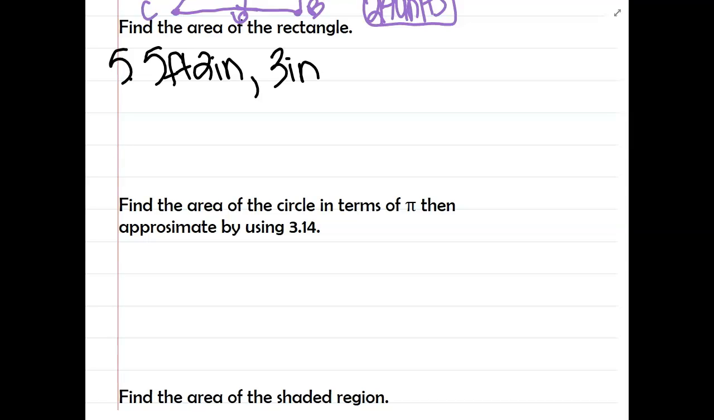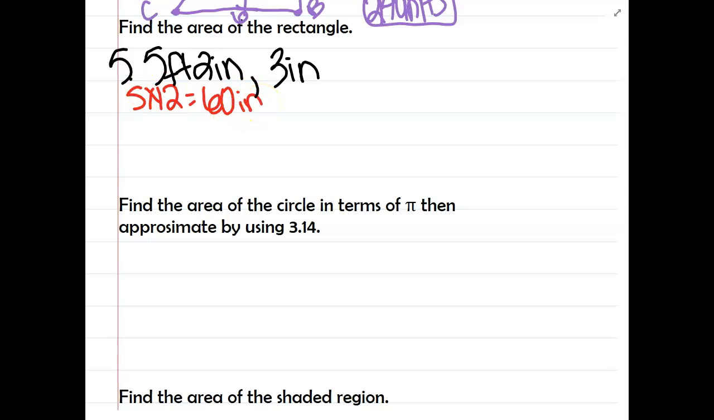What's the problem with taking 5 feet 2 inches and multiplying by 3 inches? I've got different lengths, right? I can't mix the feet and the inches. Anybody have a solution? Yeah. Let's change it all into inches. How do you change 5 feet into inches? There's 12 inches in a foot, so I take 5 times 12. That gives me 60 inches.